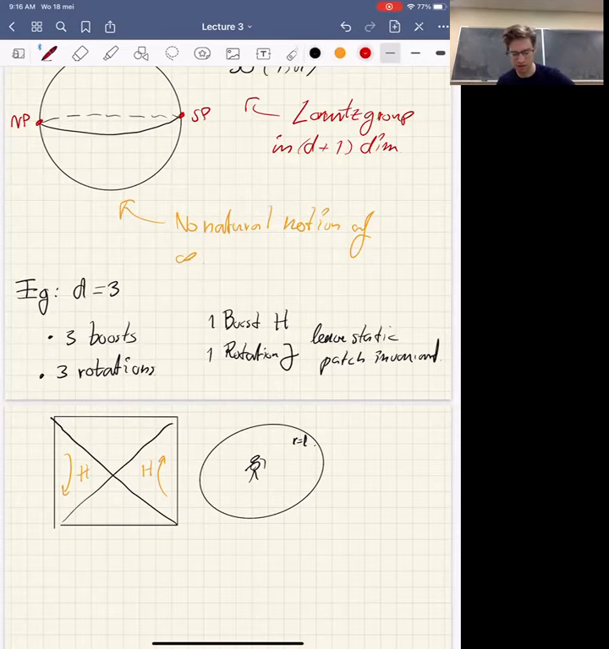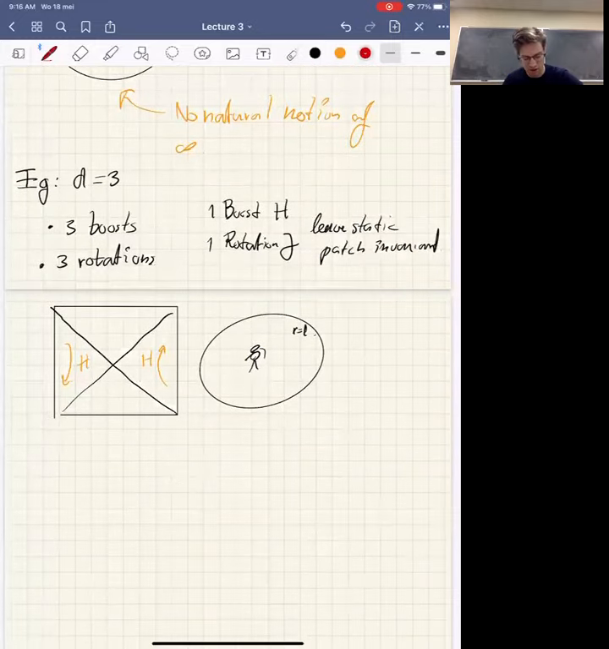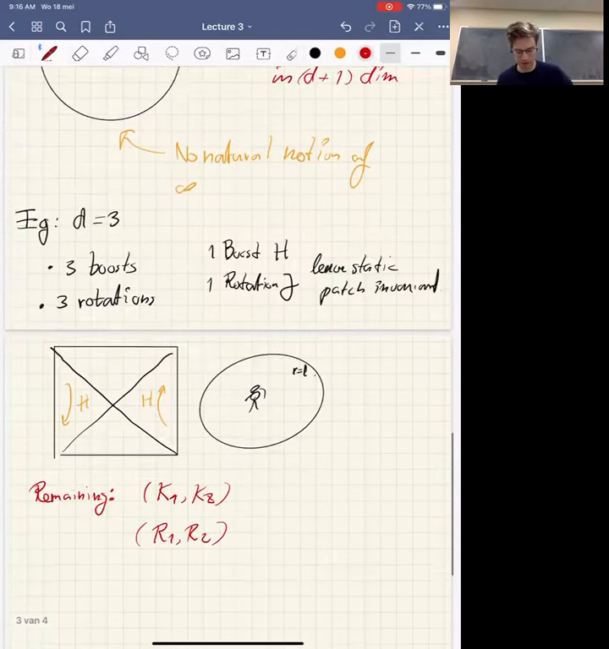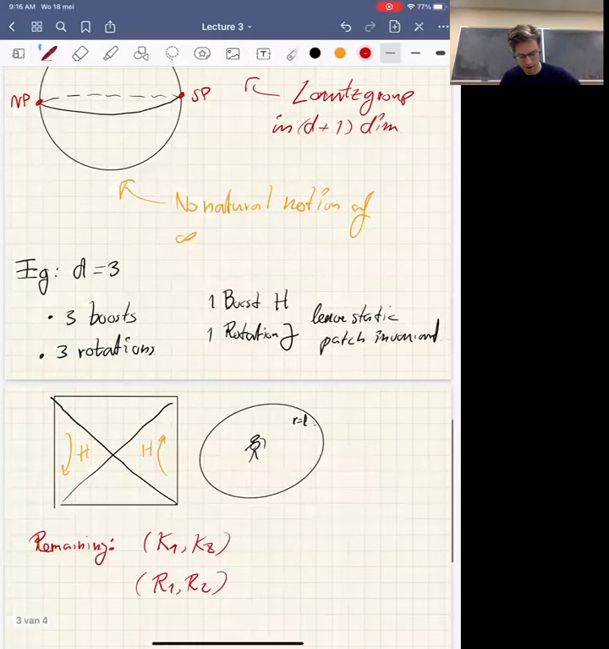And of course, we still have 4 isometries remaining. Those would correspond to the other boosts and the other rotations that do not leave the static patch invariant. We can explicitly refer to them as the boosts K1, K2, and the rotations R1, R2. Okay, so this is what I wanted to tell you about classical de Sitter space.